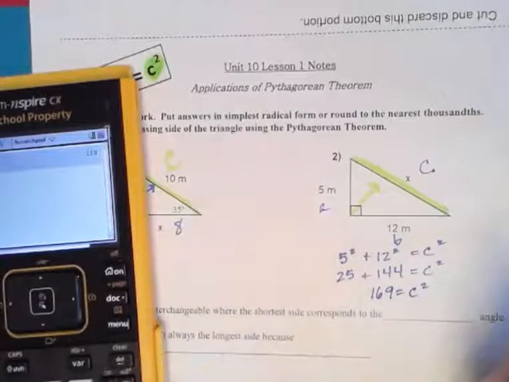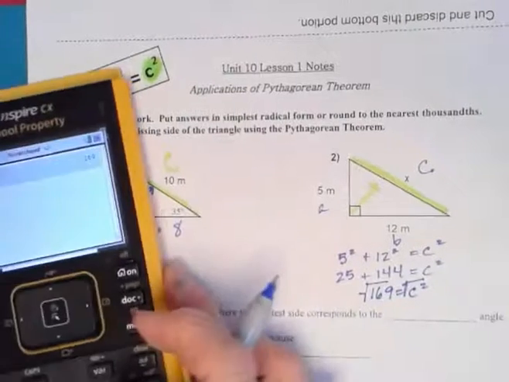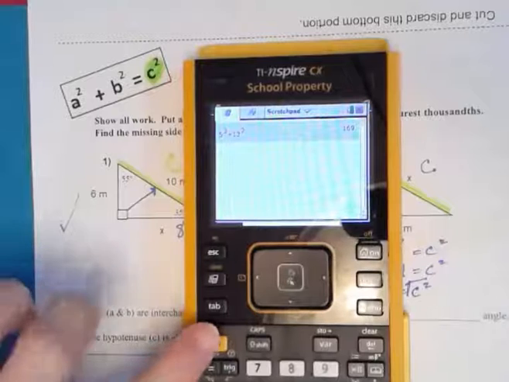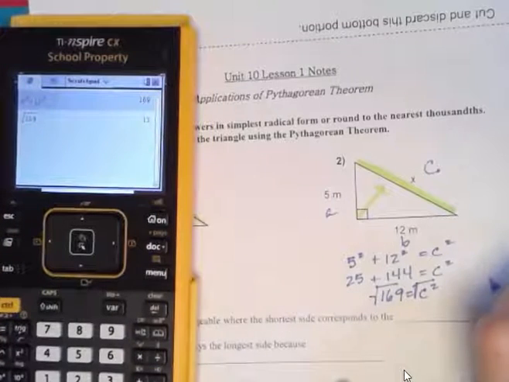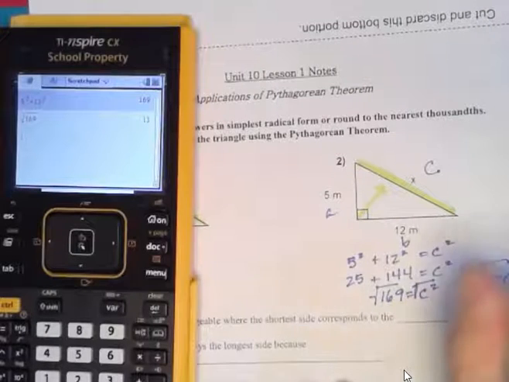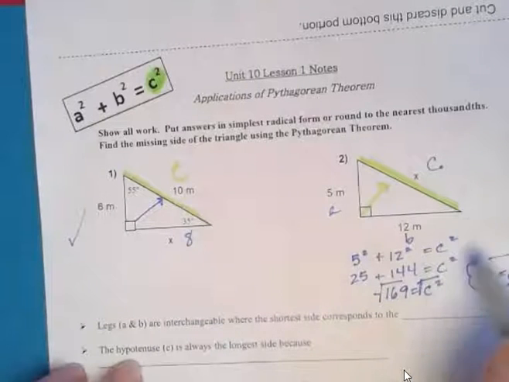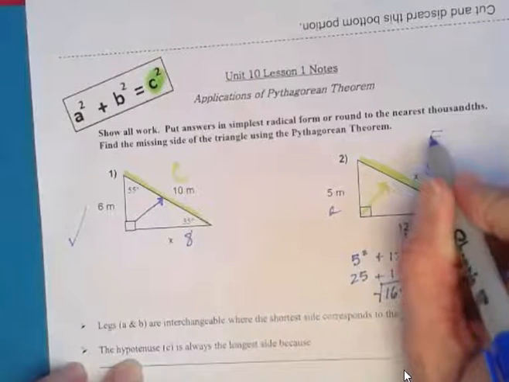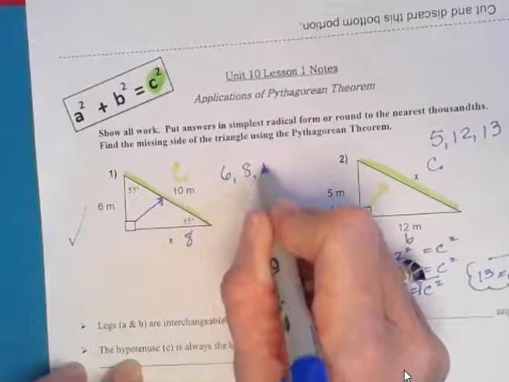but we don't want C squared, so we take the square root on both sides, and we get, here in the calculator, I'm going to hit Control, square root, Control, by hitting my negative sign, I'm going to pull up my last answer, hit enter, and it says it's 13. Therefore on this one, C equals 13. What do you know? That was a Pythagorean triple too. 5, 12, 13. This is 6, 8, 10.